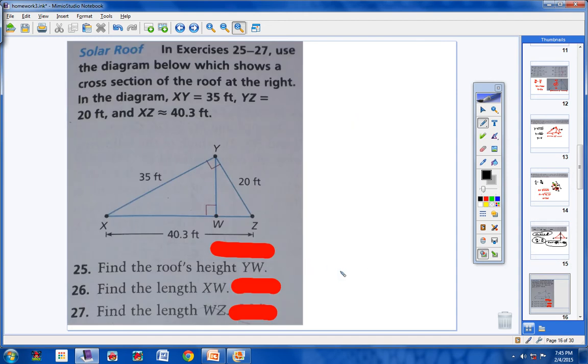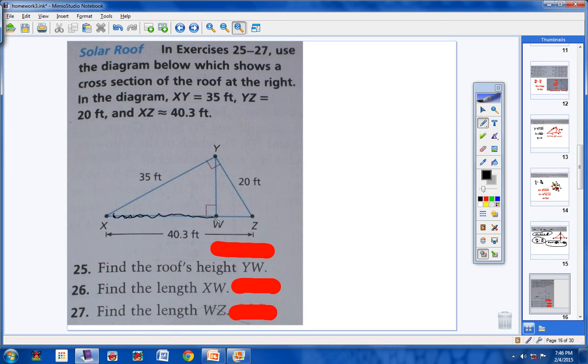25, 26, and 27. Here we go. In exercises 25 through 27, use the diagram below, which shows a cross-section of the roof at the right. XY is 35, YZ is 20, and XC is 40.3. We're going to find YW. Now, students, if there's a faster way, I'd like to know what it is, but I'm going to jump down to 26. I'm going to find the length of XW first, okay? So they want us to find the length of XW.